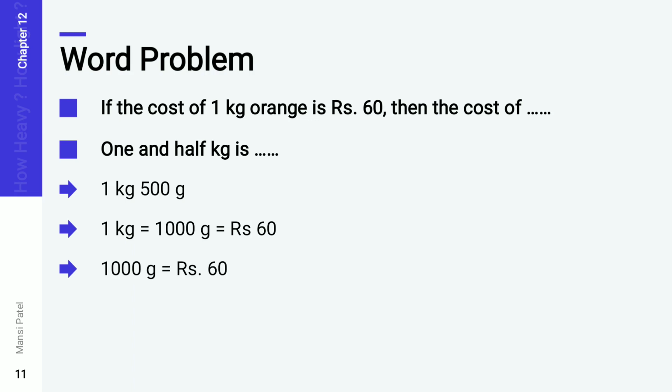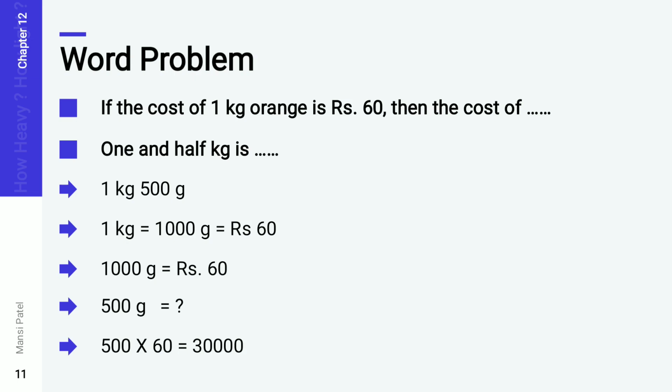Next, we have to find out the cost for 500 gram. As per the unitary method, that's why we have to write down 1000 gram first. So 1000 gram is equal to 60 rupees. Then 500 gram is equal to question mark. Now the second rule for the unitary method is that for the number which is written in the cross, you have to do the multiplication. So here you have to do the multiplication of 500 multiplied by 60. So the answer is 30,000.